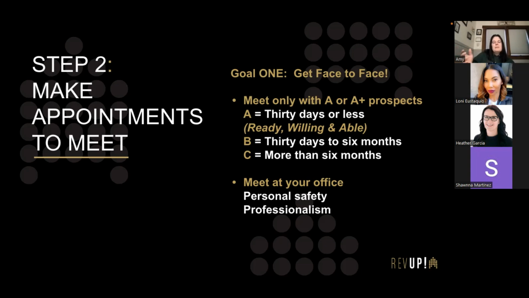Sometimes we think they're an A because they're ready, willing, and able. And then as they move through that pre-approval process, they find out that they're really closer to a C, that they've got some stuff they need to clean up on their credit. Totally okay. And then again, meeting at the office. We'll go further into the buyer presentation in our buyer month that's coming up in April.